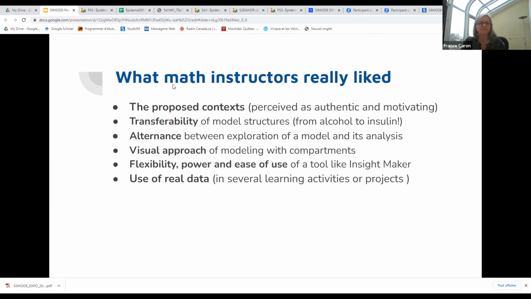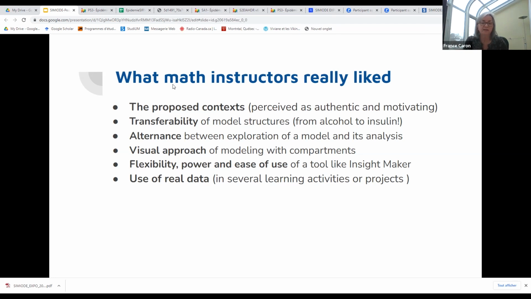The alternation between exploration of the model and its analysis, with our sneaky way of introducing math theory just when we need it. So the contexts are no longer applications of math that has been taught, but a context where the math content emerges as we go along. The visual approach provided by modeling with compartments, the flexibility, power, and ease of use of a tool like Insight Maker. You can clone a model, you can make it your own, modify it, and be creative with that.